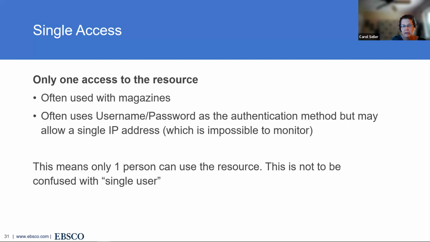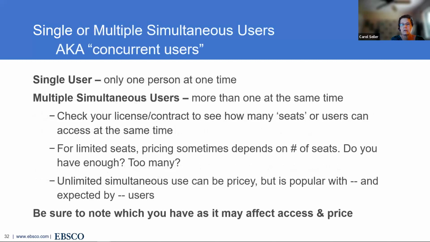Now, how is that different than single or multiple simultaneous users? Single access is that, single access, one IP, one user, period. Single or multiple simultaneous users: how many people can access at the same time? Doesn't matter which IP as long as it's within your IP range, but how many people can get there at the same time? Now, this is not heavily used in serials anymore.